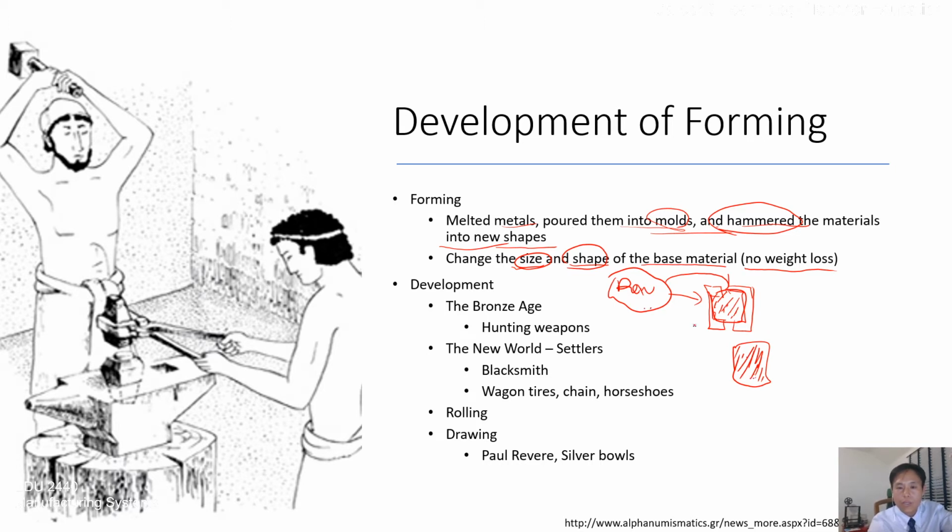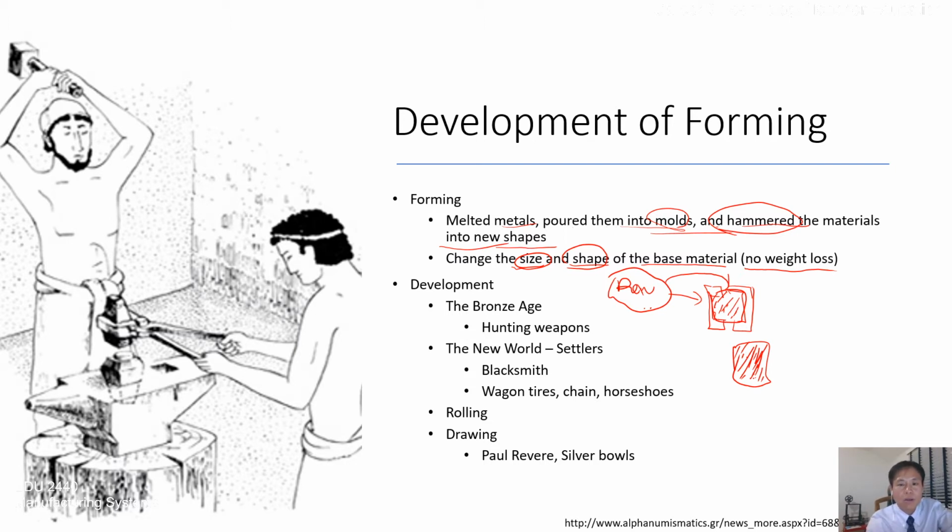That means forming is only about changing the size and shape of the base material. There can be some weight loss by drying moisture or certain other minor weight changes, but basically the weight should be the same.